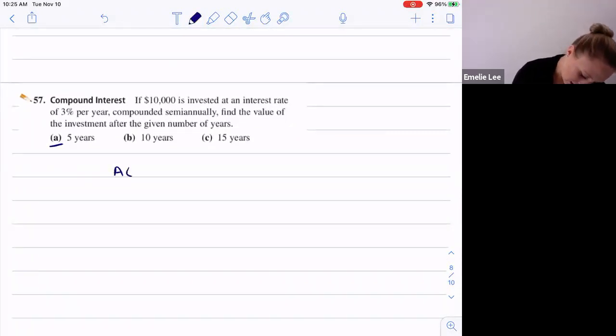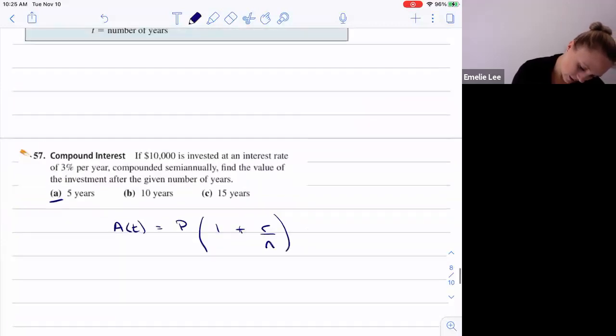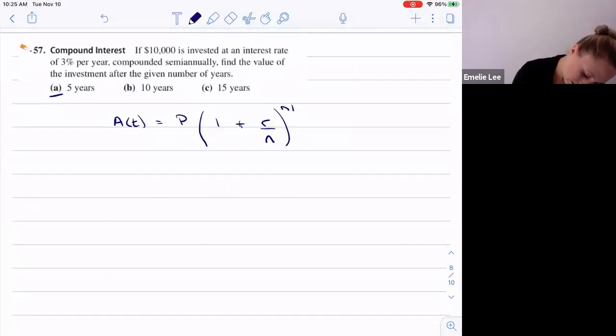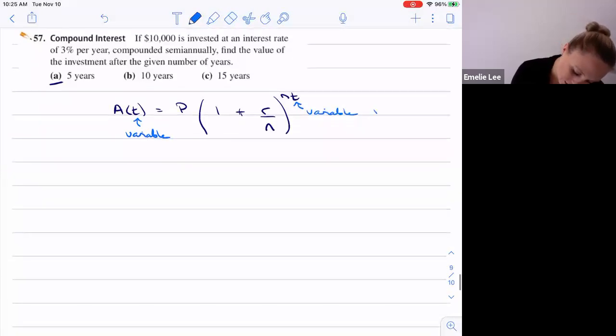So we have A of t is P times (1 plus r over n) to the power of n t. The t is our variable. Whatever is inside the exponent, that's your variable. That's the thing that you're able to change, and essentially it's going to be your x. So your variable is in the power, so we have an exponential function.